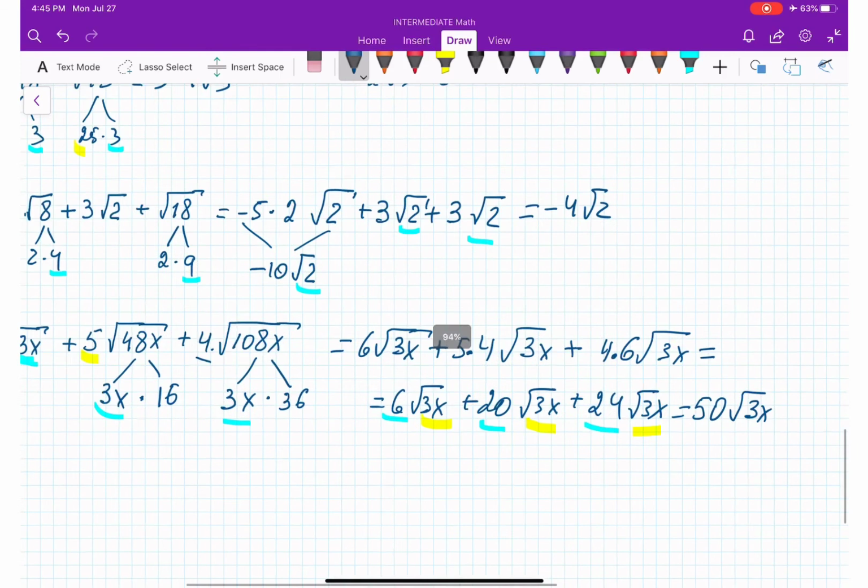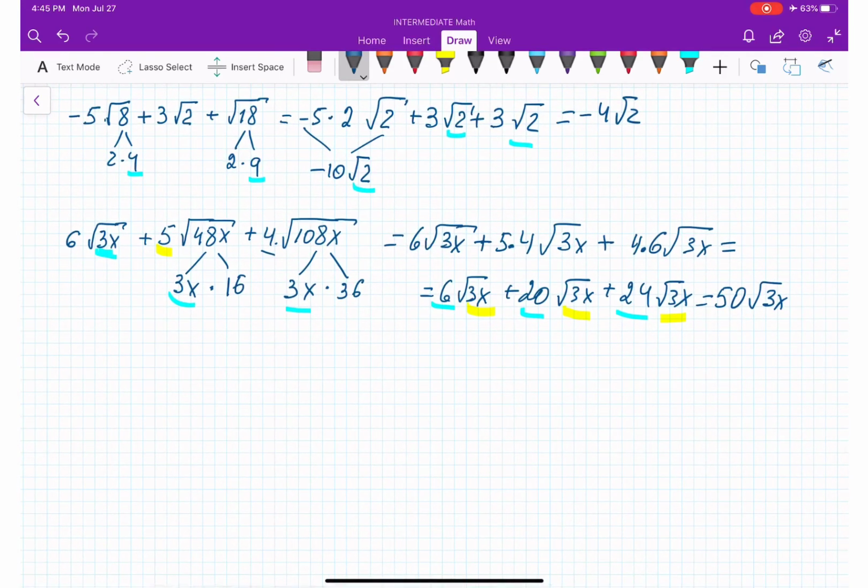Next one. Square root 275 minus square root 8x and plus square root 18x.